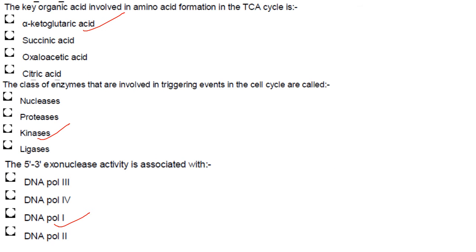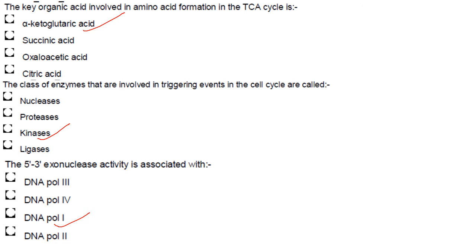The next one. The key organic acid involved in amino acid formation in the TCA cycle is alpha ketoglutaric acid. Answer is option A. The class of enzymes that are involved in triggering events in the cell cycle are called cyclin dependent kinases that regulate cell cycle. So answer is option C, kinases.